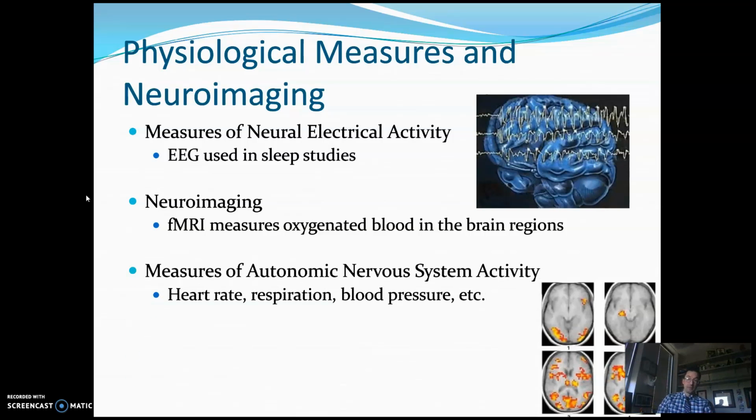We can also look at, for example, measures of autonomic nervous system activity. So things like heart rate, respiration, blood pressure, galvanic skin response, things that are more automatic, that are not voluntarily controlled for the most part.